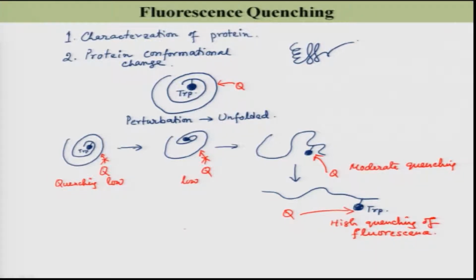Now, consider that you are giving this perturbation, which could be anything. This perturbation could be a rise in temperature, or the adding of some foreign agents like guanidine hydrochloride or urea. These are the well known chemical denaturants which actually unfold the protein.